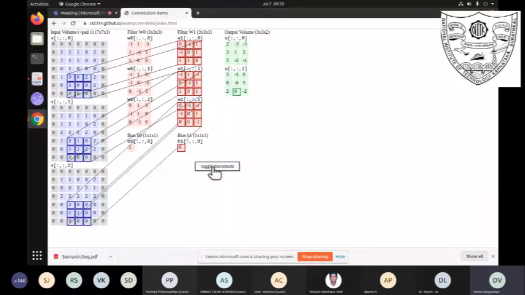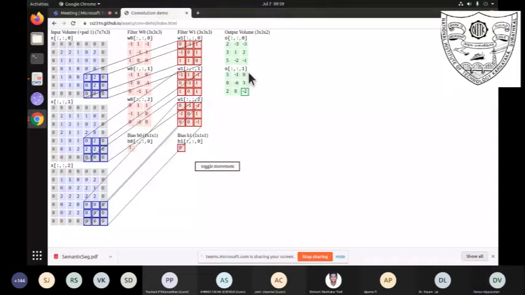So the input volume was something like, after padding, 7 cross 7 cross 3. You had filters which are 3 cross 3 in size, of course, into 3 channels. So there are 2 filters and the stride was 2. So the output volume was 3 cross 3 cross 2. This 3 is roughly half of the 7 because the stride is 2, right? And the number of channels here is going to be the number of filters that you see here.